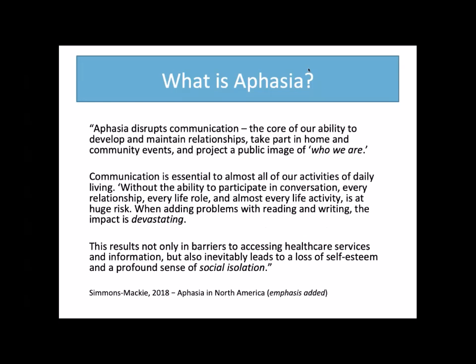And this is a longer view of how aphasia disrupts identity and relationships. So aphasia disrupts communication, the core of our ability to develop and maintain relationships, take part in home and community events, and project a public image of who we are. So without the ability to participate in conversation, every relationship, every life role, and almost every life activity is at huge risk. This results not only in barriers to accessing healthcare services and information, but also inevitably leads to a loss of self-esteem and a profound sense of social isolation. And this comes from a recent white paper called Aphasia in North America that has a lot of statistics and facts about aphasia that people can use to help advocate for aphasia services.